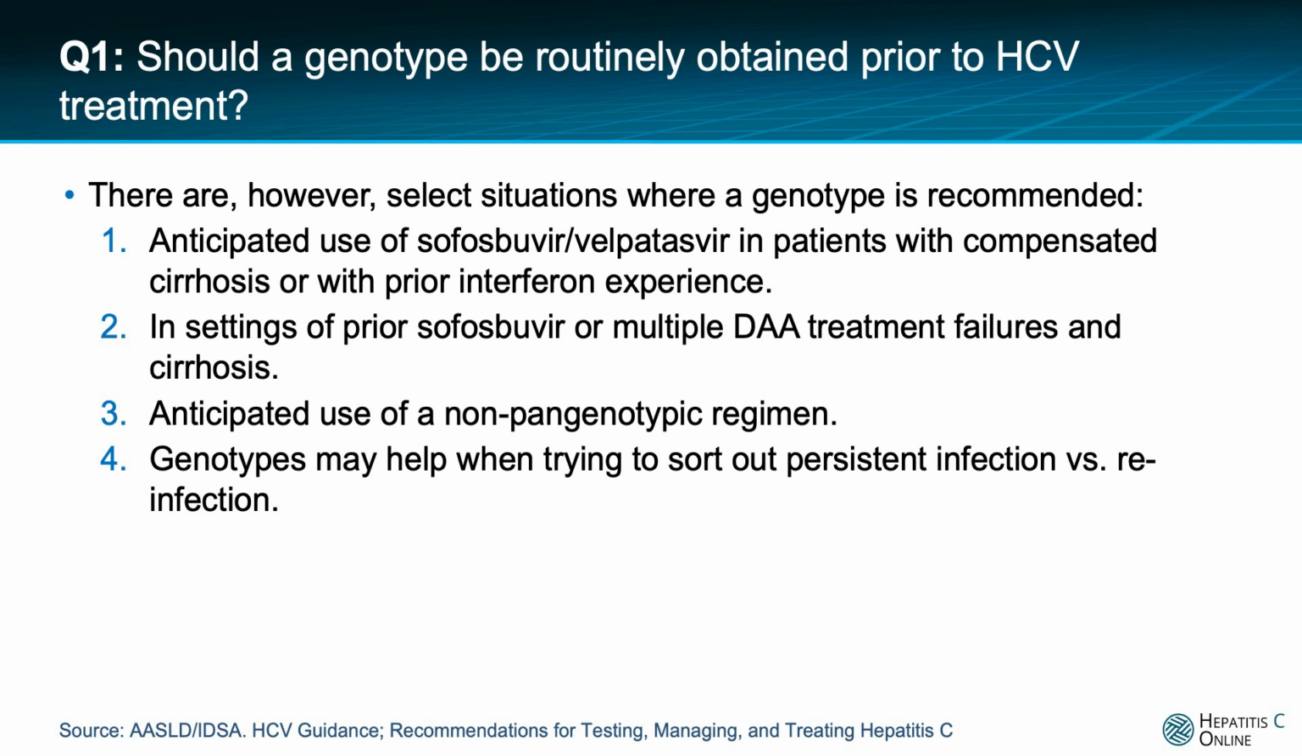Number 3, anticipated use of a non-pangenotypic regimen. And number 4, when trying to determine persistent infection versus reinfection in patients with prior baseline genotyping.